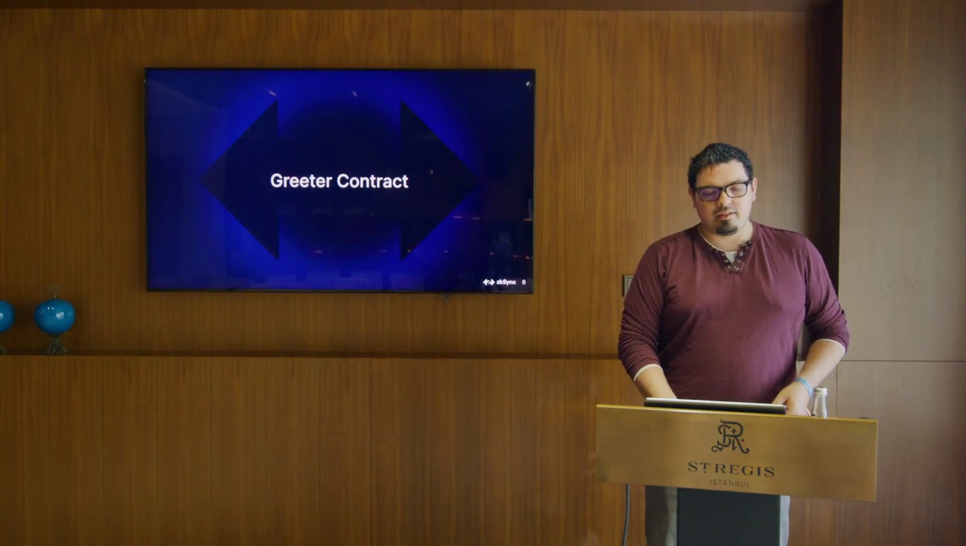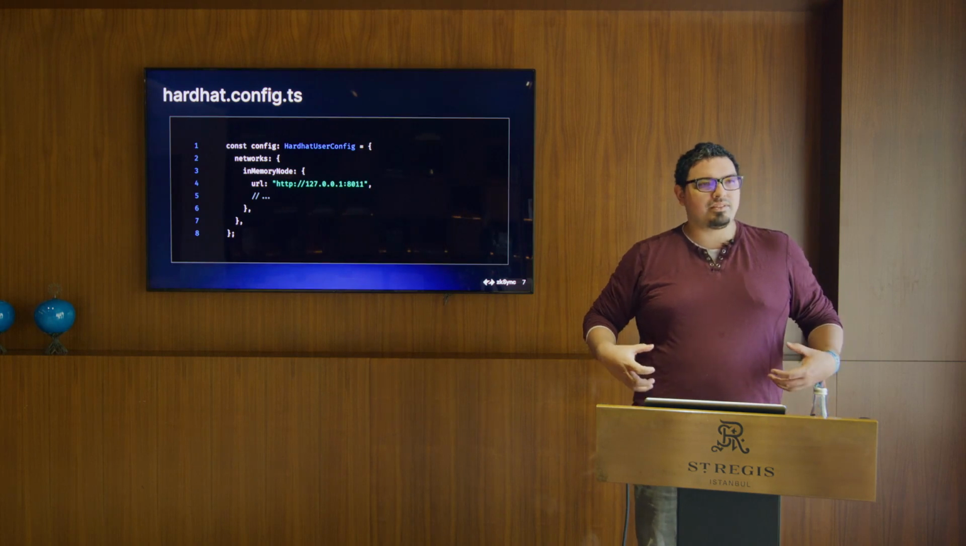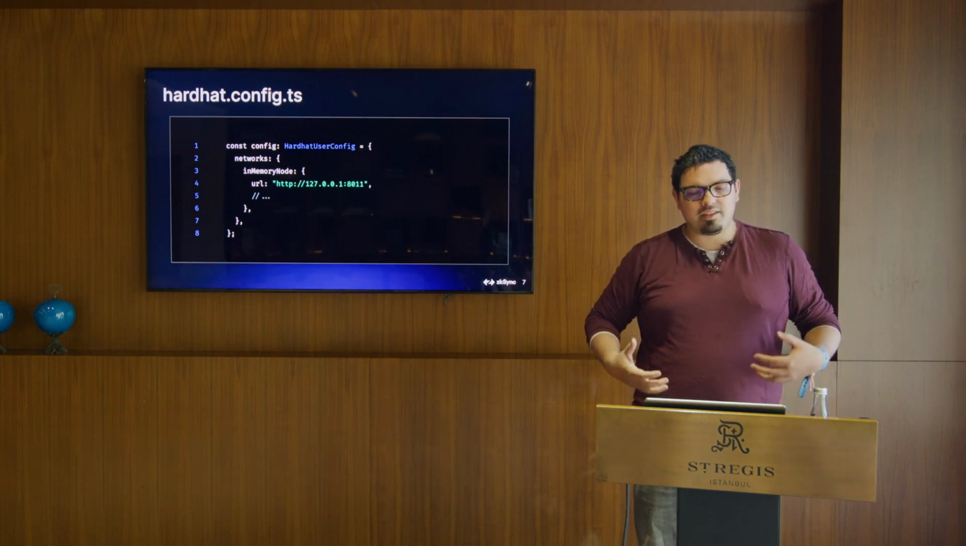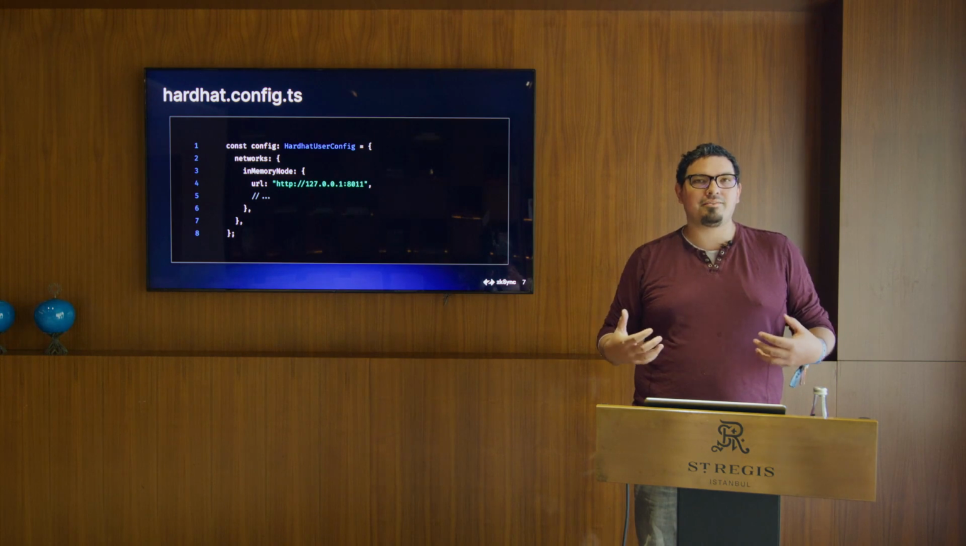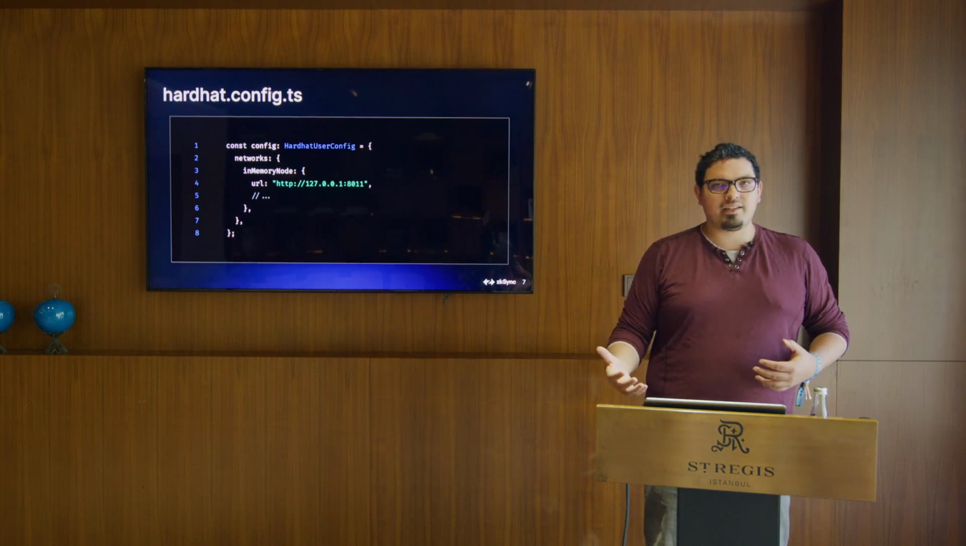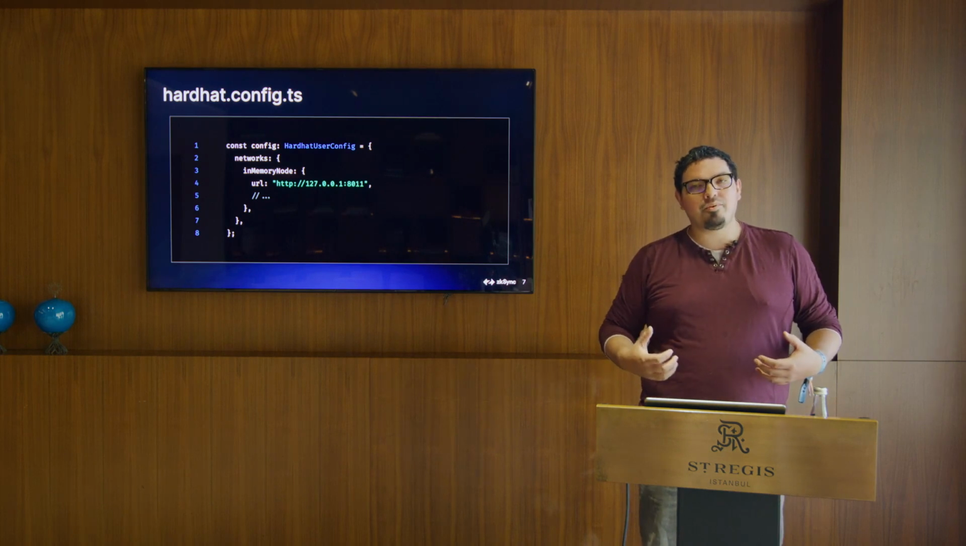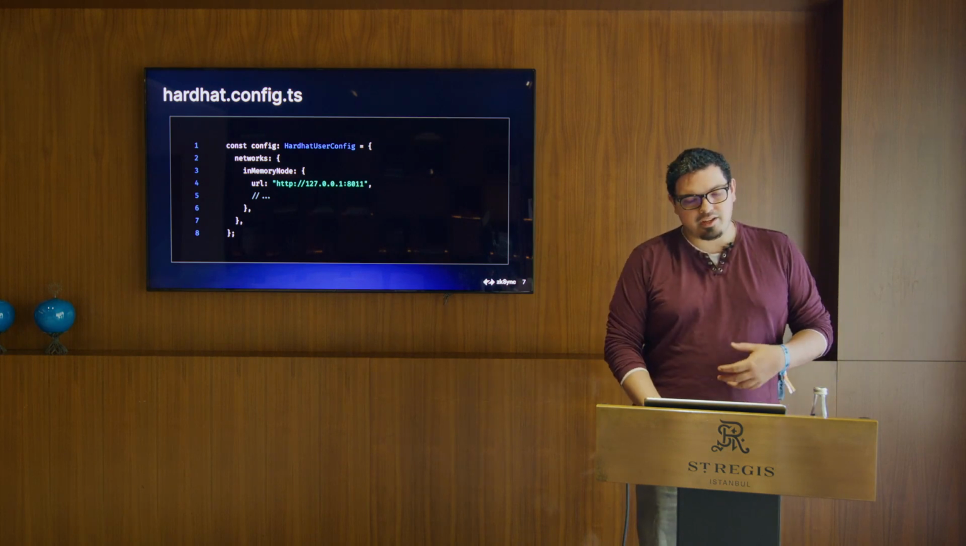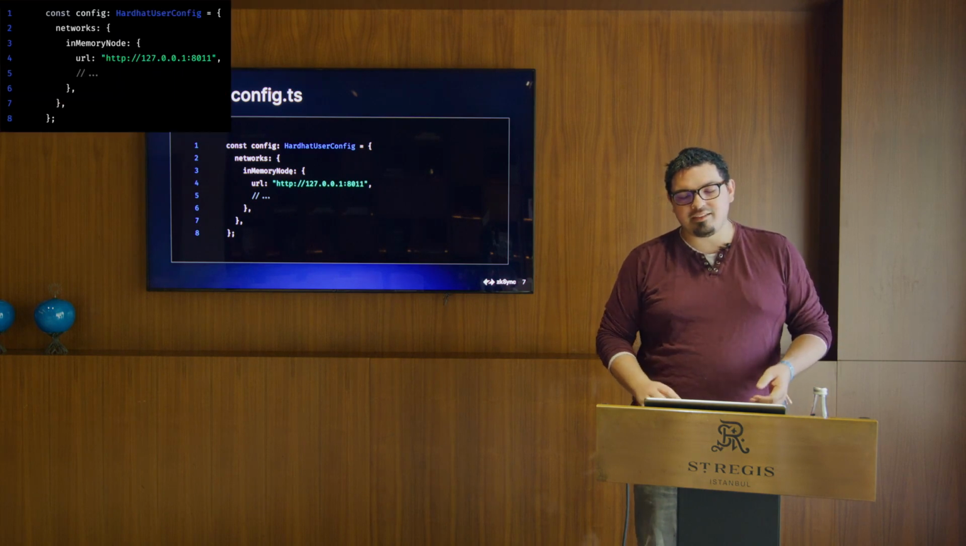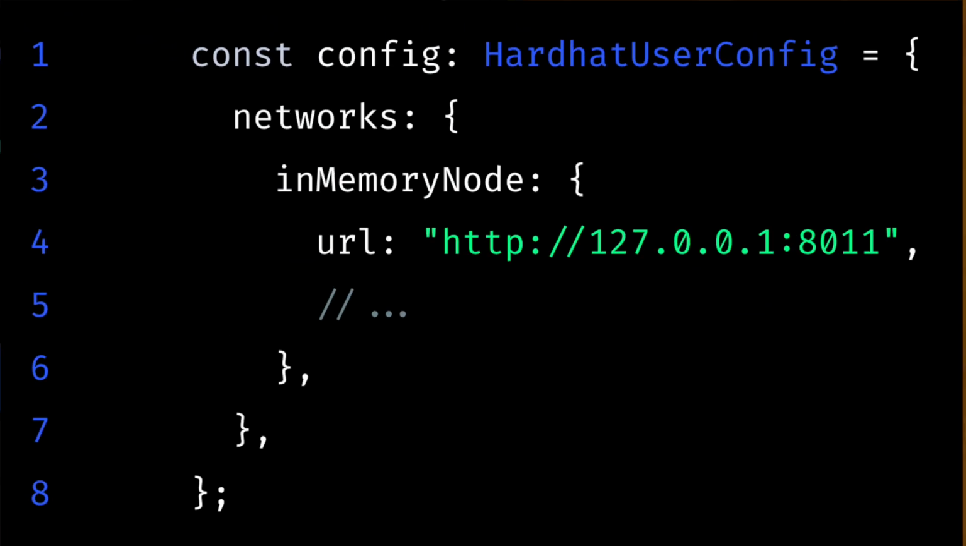So let's go into some examples and how we can use the Era test node. When it comes to deploying something like the greeter contract, one thing I want to cover is the Hardhat config and what that looks like to point to the local node. When it's running, it is going to be running on port 8011. So in the Hardhat config, what that looks like is adding the in-memory network and setting the URL to be localhost port 8011.